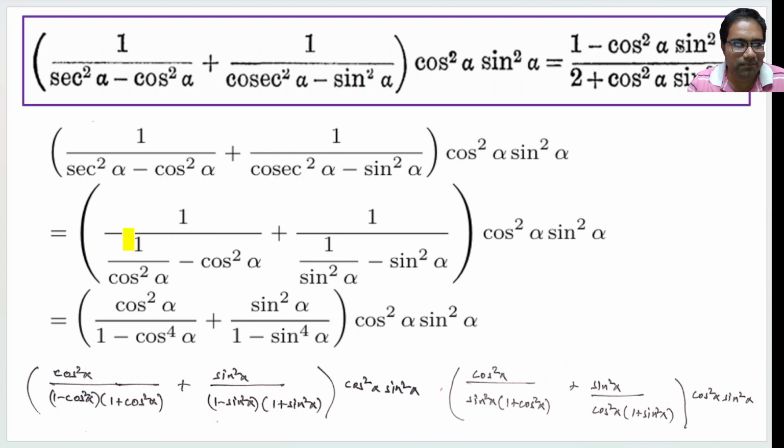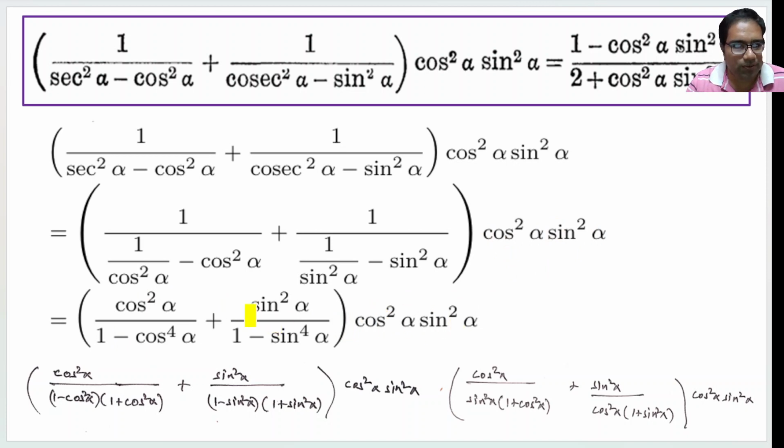Then what will this become? This part will become 1 minus cos power 4 alpha, and cos square will come to the top. This is cos square alpha by 1 minus cos power 4 alpha. And similarly, this one will become 1 minus sin power 4 alpha, and sine square alpha will come to the top. Sine square alpha by 1 minus sine power 4 alpha, whole times cos square alpha sine square alpha, right?